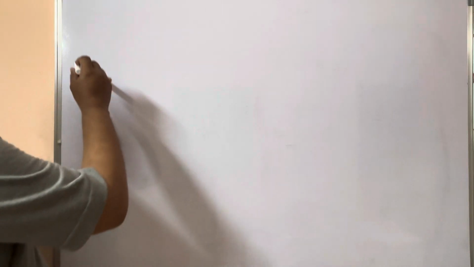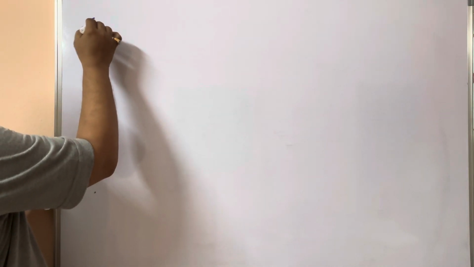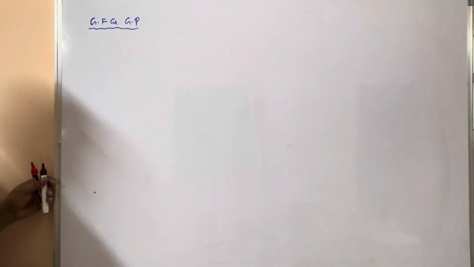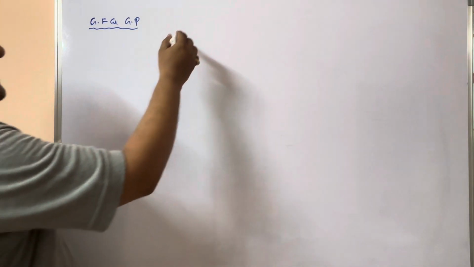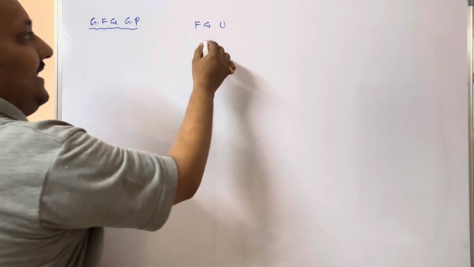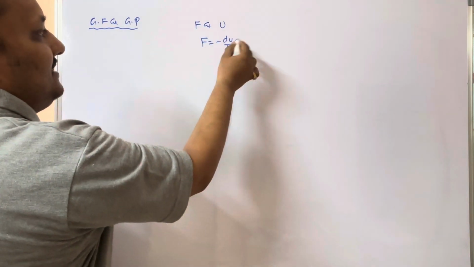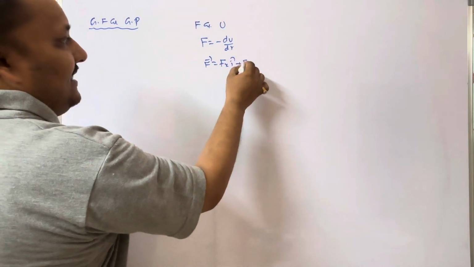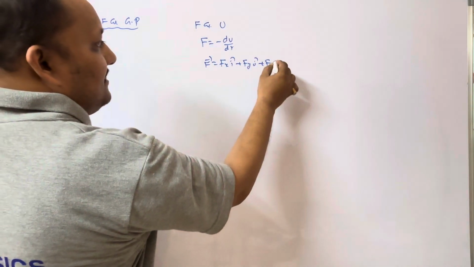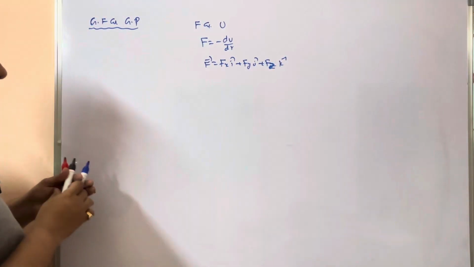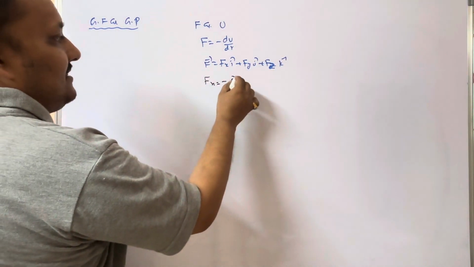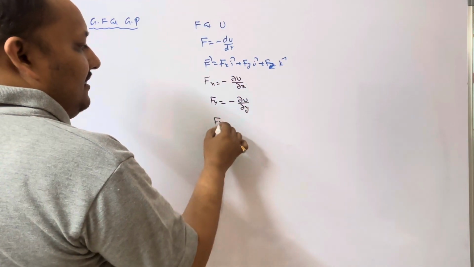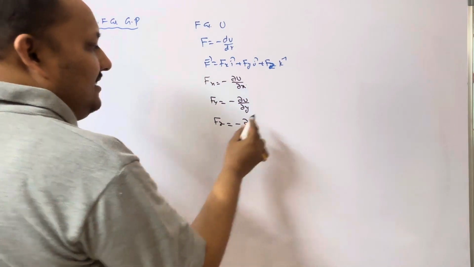In this class we will see the relation between gravitational field and gravitational potential. Already we discussed force and energy. F is equal to minus dU by dr. While calculating force, F bar is equal to Fx i cap plus Fy j cap plus Fz k cap. How we calculated Fx: Fx is minus ∂U by ∂x, Fy is minus ∂U by ∂y, Fz is minus ∂U by ∂z.